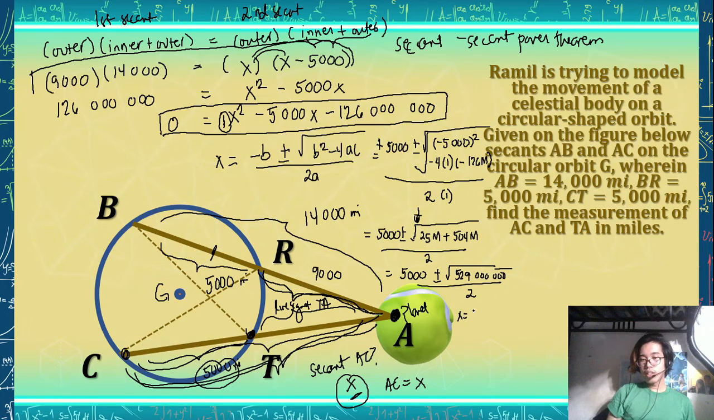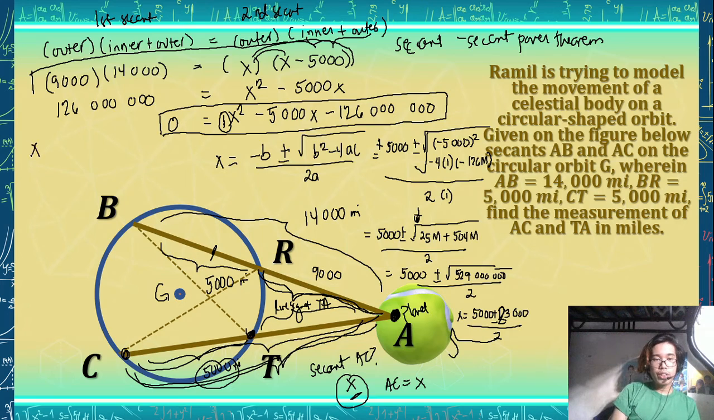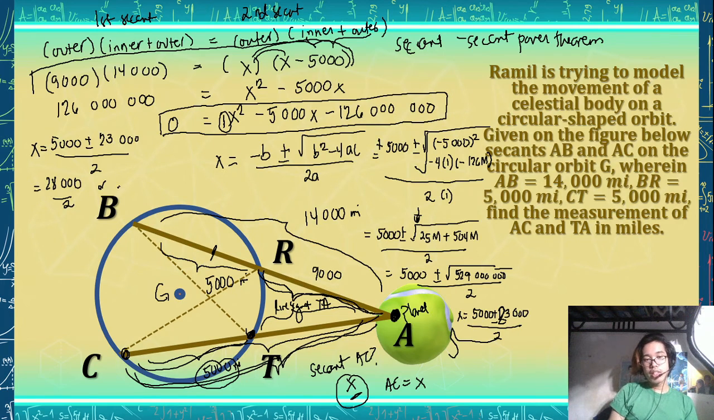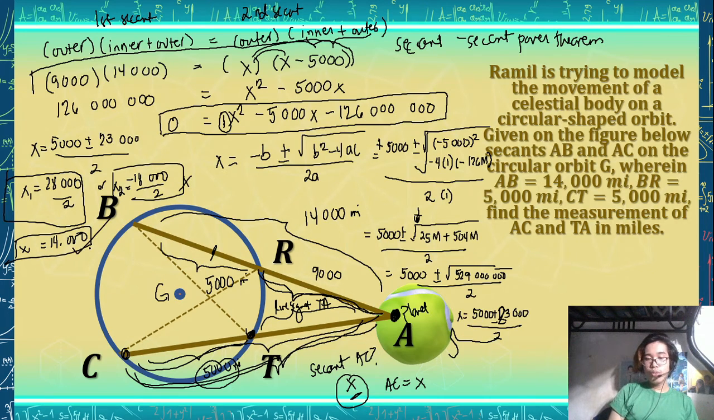So the value of x is equal to 5,000 plus or minus 23,000, all over 2. Simplifying, that gives us 28,000 divided by 2, or negative 18,000 divided by 2. From these two values, x sub 1 and x sub 2, x sub 1 is going to be our answer because it's a positive root, compared to this one, which is a negative root. So the value of x is equal to 14,000, and since AC is equal to x, AC is equal to 14,000 miles.